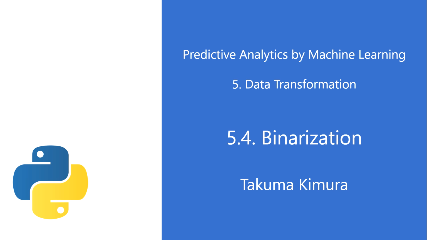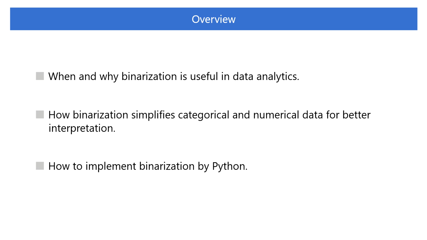Chapter 5, Section 4, Binarization. In this section, we will focus on when and why binarization is useful in data analytics, how binarization simplifies categorical and numerical data for better interpretation, and how to implement binarization in Python.